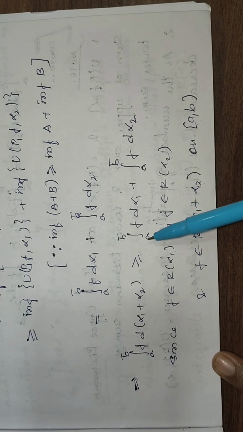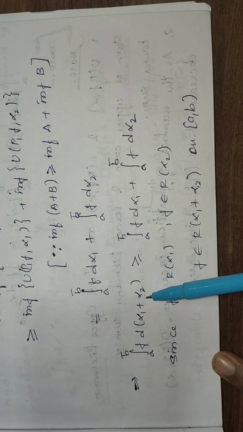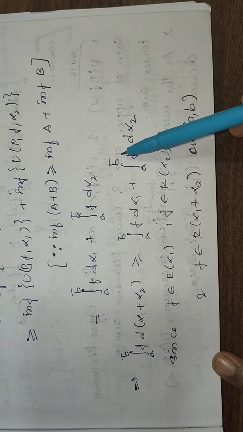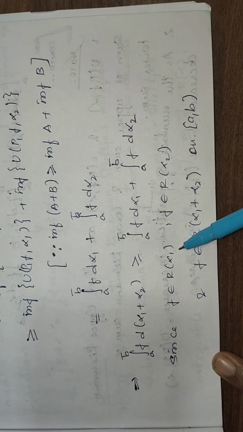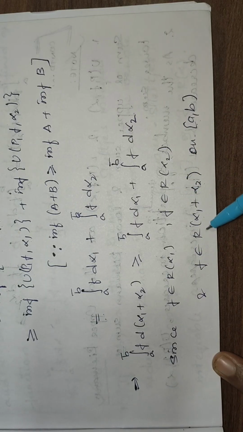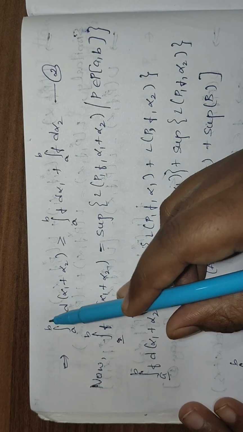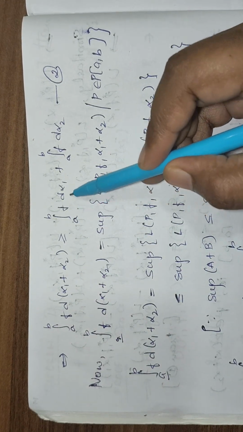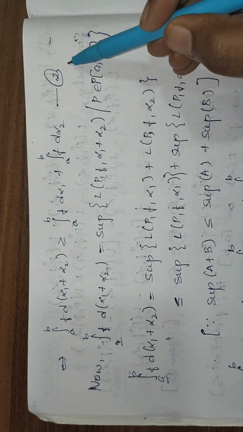Okay, so here I can write this integral as integral a to b f d(alpha 1 plus alpha 2) greater than or equal to integral a to b f d alpha 1 plus integral a to b f d alpha 2. Why? Because f belongs to R of alpha 1, f belongs to R of alpha 2, and R of alpha 1 plus alpha 2 on the closed interval [a, b]. Therefore, integral a to b f d(alpha 1 plus alpha 2) is greater than or equal to integral a to b f d alpha 1 plus integral a to b f d alpha 2. Name this as equation 2.